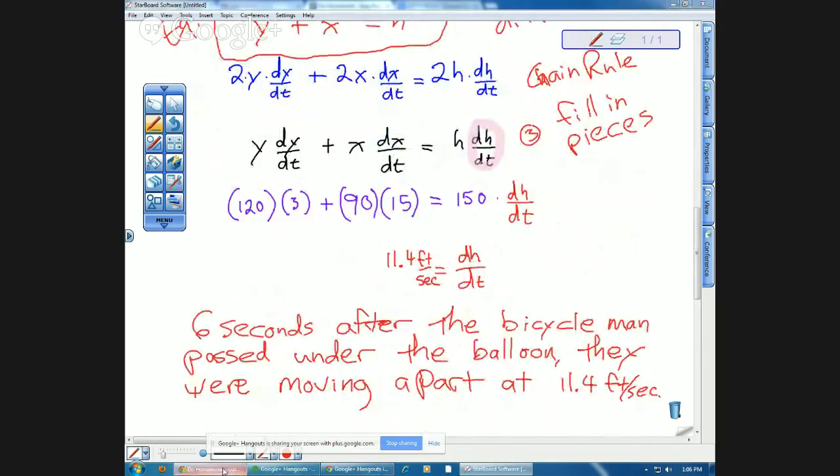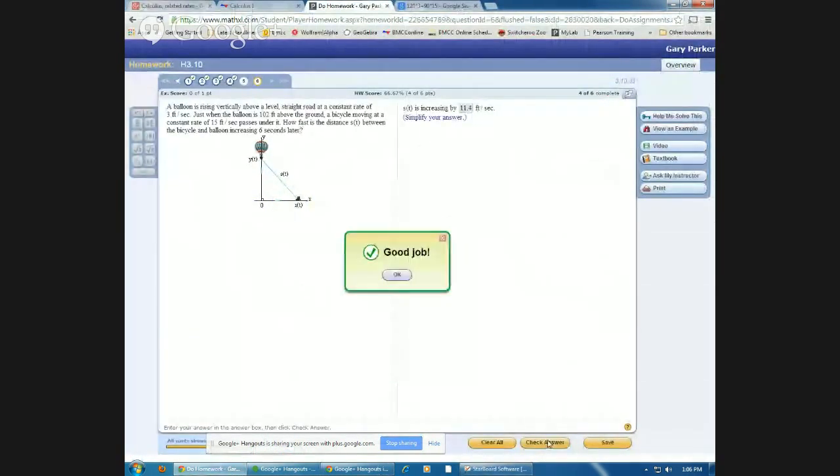So let's go back and check it. Check answer. Hey, good job. My favorite is when it says fantastic. Ever get any fantastics when you do your homework? I like fantastic better. All right, that was pretty cool. So are the related rates starting to feel a little better?